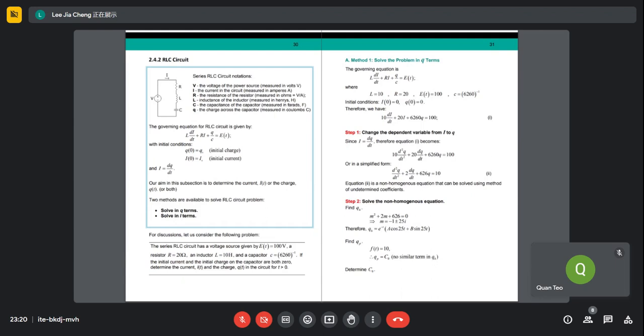So for discussion, let us consider the following problem. The series RLC circuit has a voltage source given by E(t) equals 100 V, a resistor R equals 20 ohms, an inductor L equals 10 henries, and a capacitor C equals 6260 to the power of -1. If the initial current and the initial charge on the capacitor are both zero, determine the current I(t) and the charge Q(t) in the circuit for t larger than 0. And now we'll come to method 1.